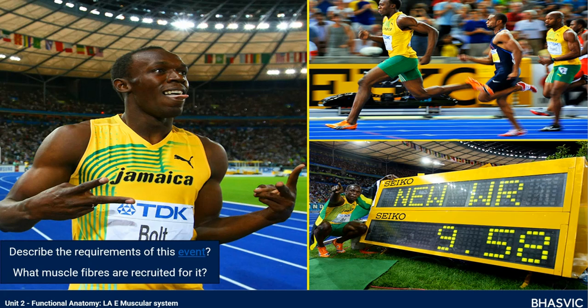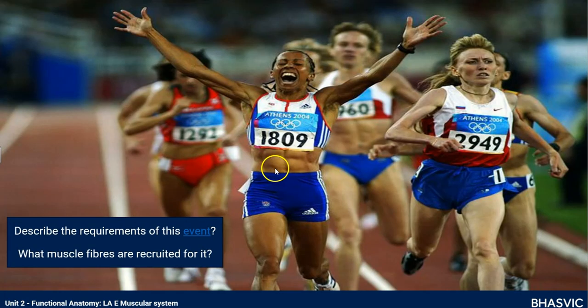Or you could be a 100-metre or 200-metre sprinter, like Mr. Bolt here. Again, you need not just one maximal contraction, like the javelin, but you need repeated, very high intensity, very high force contraction to propel him down the track as fast as possible. Again, that would be the same muscle fibre, is great at propelling him along the track.